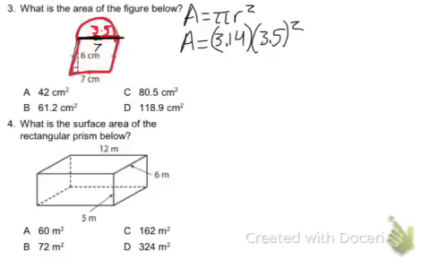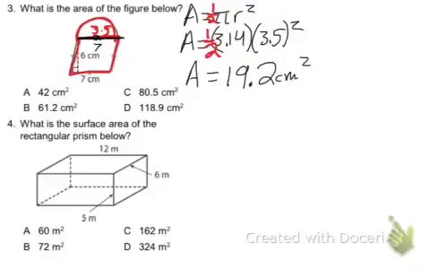And what we should actually do, because it's a semicircle, is put 1/2 in here. So it's 1/2 times 3.14 times 3.5 squared. And when you do that, 3.5 squared times 3.14, half of that, the area is 19.2, we'll round that, centimeters squared. So that is for the semicircle.